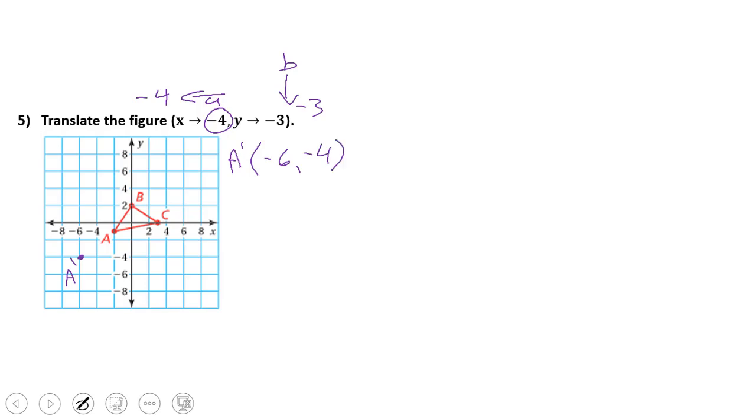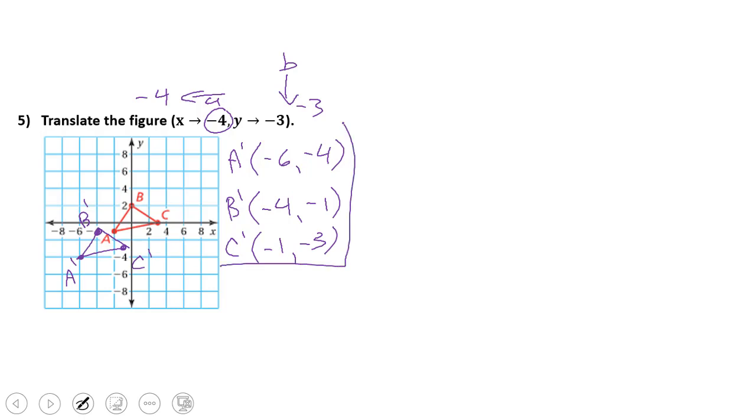And then B, -4, so 2, 4, down 3, 2, 3 right here, B prime. And then B prime is now located at -4, -1. And C prime, if I go back 4 and down 3, I end up right here, C prime. And again, use that straight edge. C prime is located at -1, -3.